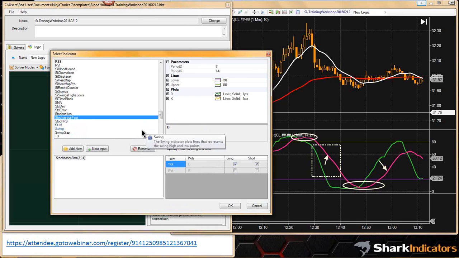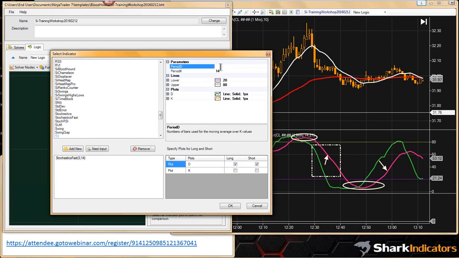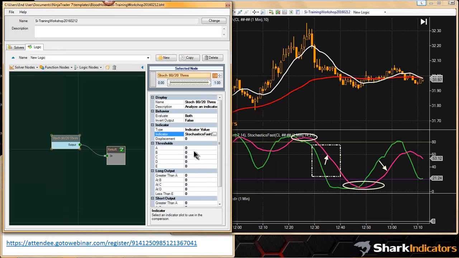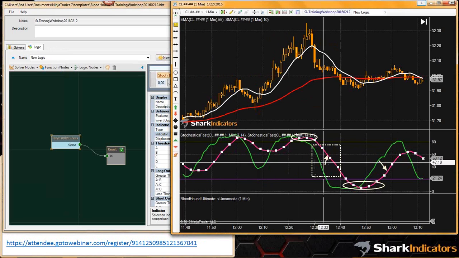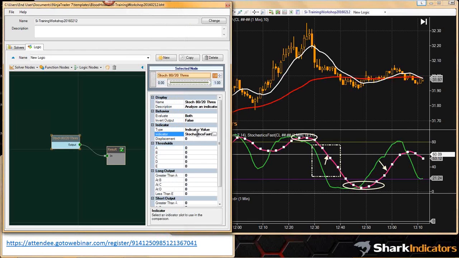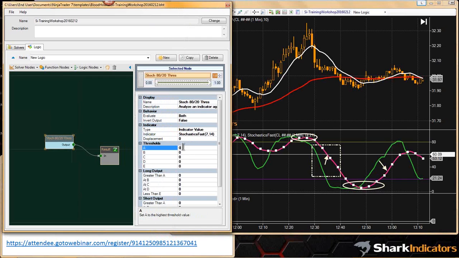Alright, so this is using the stochastics fast, and then we're going to slow it down. So we're using 7 and 14. It's not exactly what Kirk was using, but close enough. Okay, so we've got the settings for the red stochastics, right? The faster moving stochastics. We've got that indicator set right there. So next we're going to put in the overbought and oversold levels. So I'm going to do 80, 80, and then 20, 20.